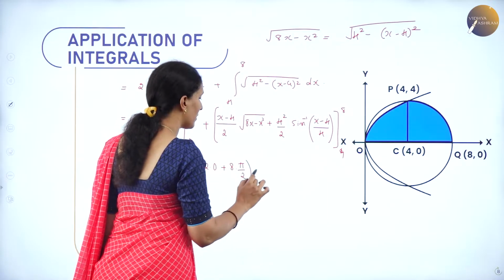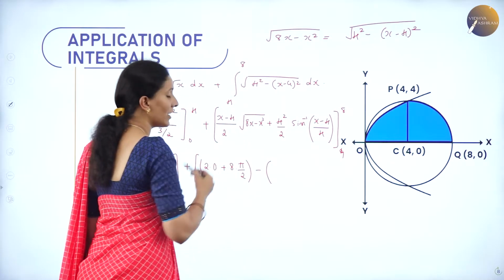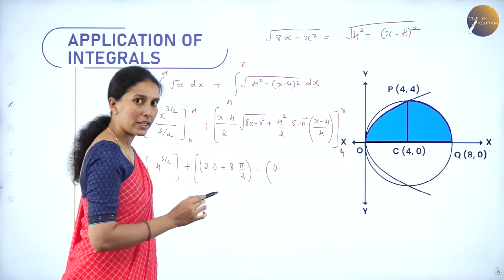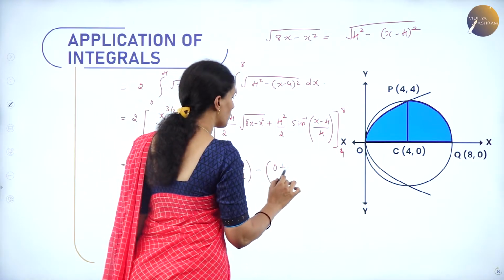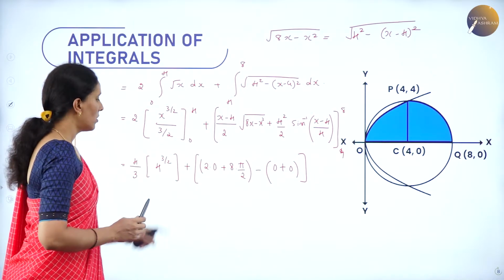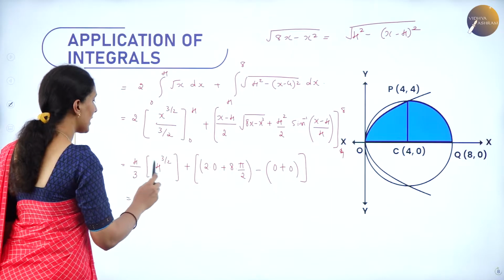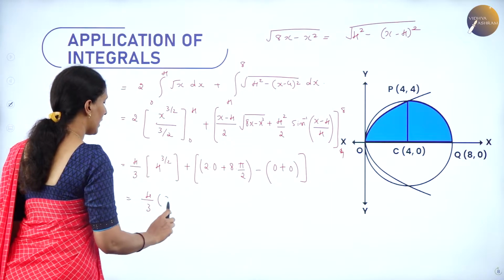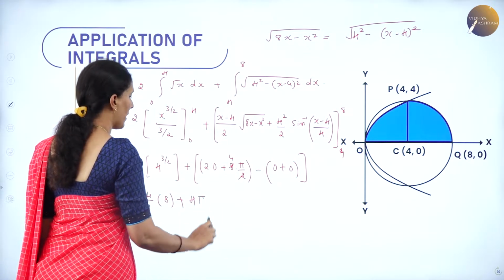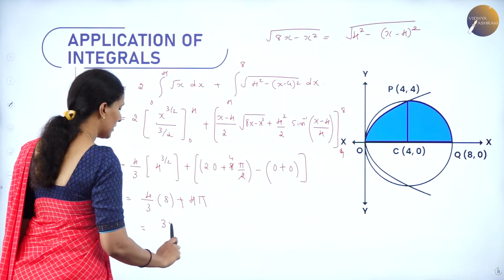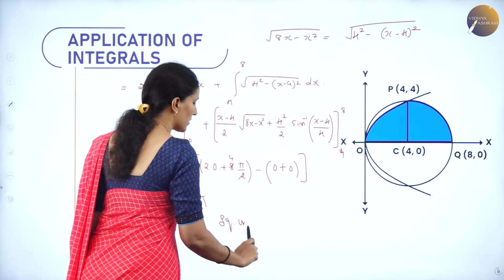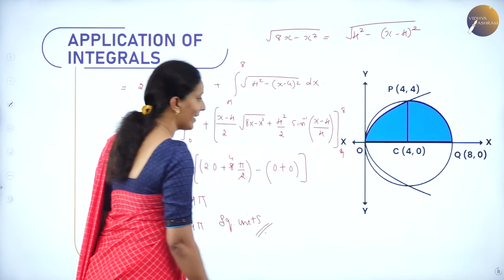So this is your upper limit, minus lower limit. 4 minus 4 is 0, 0 into anything is 0. Again 4 minus 4, 0 by 4 is also 0, sine inverse 0 is also 0. So 4 cube is 64, square root of 64 is 8, so it is again 4 by 3 into 8. Plus here 2 into 2 into 4, so we get it as 4 pi. So on multiplying this, you will get it as 32 by 3 plus 4 pi square units. So this is the required area.